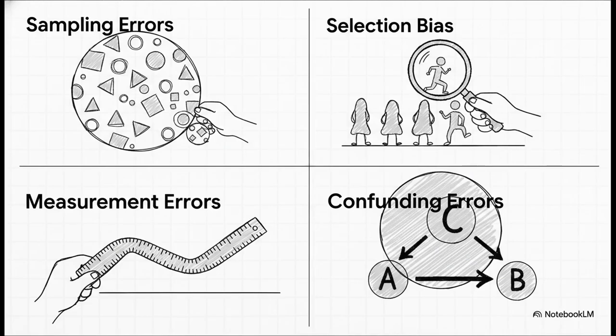You've got sampling errors, where your study group isn't a good reflection of the bigger population. Then there's selection bias, where the way you picked your participants pretty much guarantees a skewed result. You can also have measurement errors. Your tools are just plain wrong. And finally, confounding errors, where some hidden factor is what's really causing the effect, not what you think it is. Any one of these can be a total disaster.